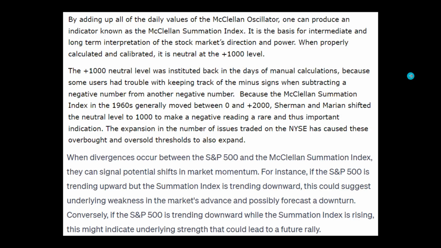Because the McClellan Summation Index in the 1960s generally moved between 0 and positive 2,000, Sherman and Marion shifted the neutral level to 1,000 to make a negative reading a rare and thus important indication.